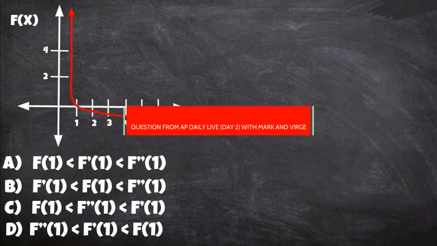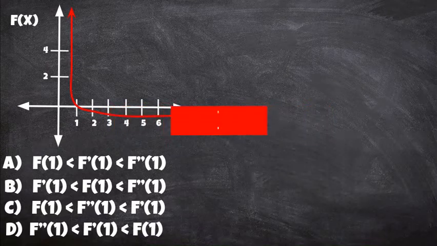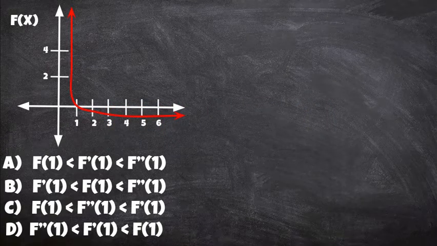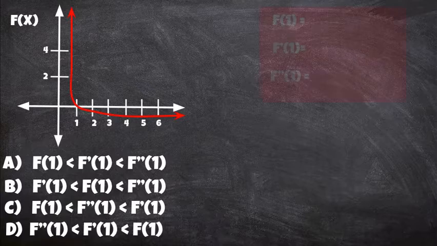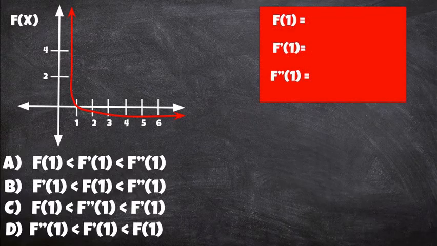Here is a multiple choice problem. On the left is a graph of f of x, and below it are the answers. When you're doing these types of problems, the first thing you need to do is identify each point. How do you find f of 1? Well, the graph is of f of x, so you just look at what the y value is at 1, which in this case is 0.